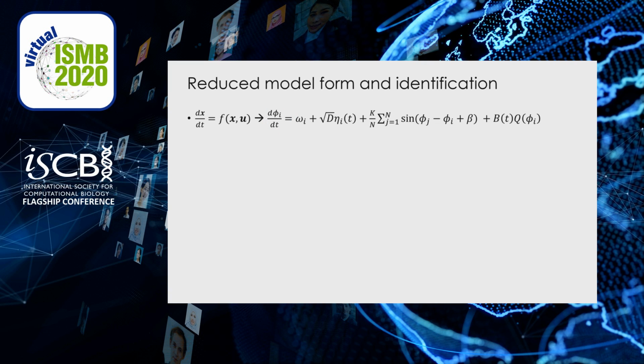So we go from our large dimensional ODE description of the system to one that just describes the individual phase angles in terms of the individual natural frequencies, the response of the system to small perturbations, which is called the impulse phase response curve. And because this is a system of coupled cells, we also have a coupling term as well as white noise to account for measurement errors, so on and so forth.